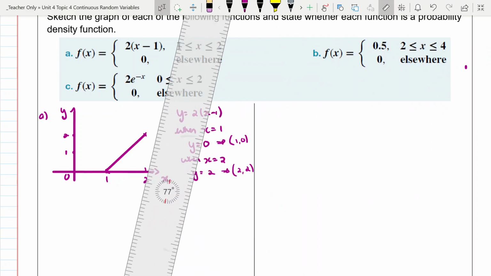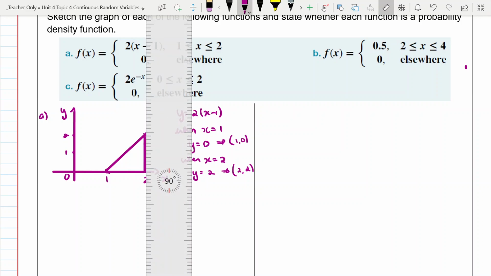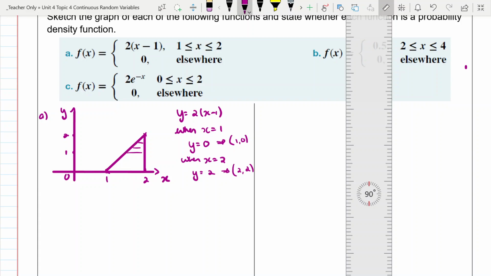Now, there are 2 things that have to occur for a PDF. Number 1, it has to be positive, and number 2, our integral has to be equal to 1. So the first thing we're going to say is f of x greater than or equal to 0, and we can say yes it is, it's above our x-axis. And is our integral from 1 to 2 of 2x take 1 dx equal to 1? That's our other condition. So let's do that integral.